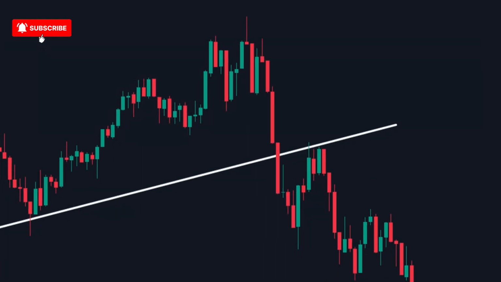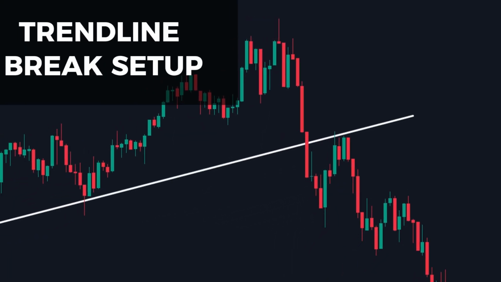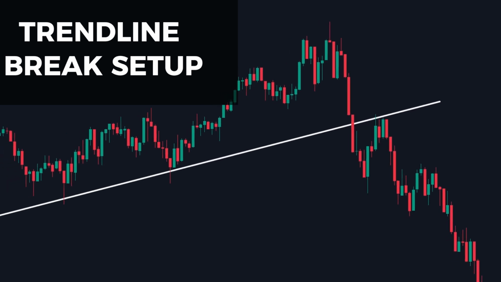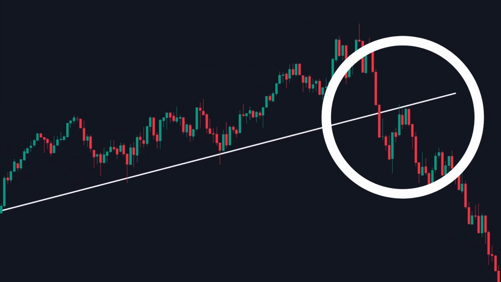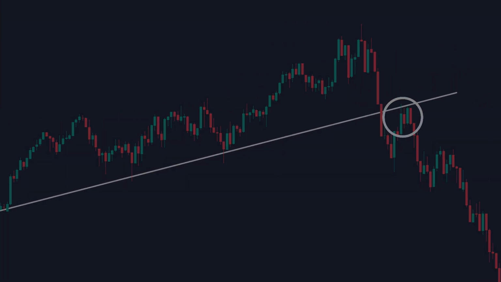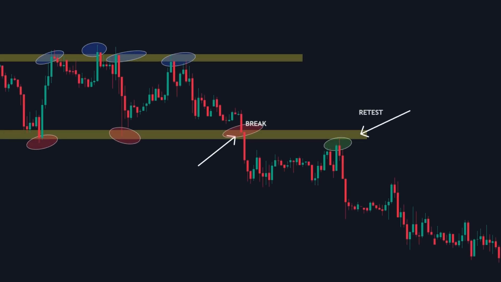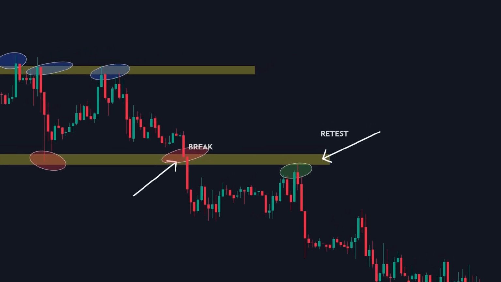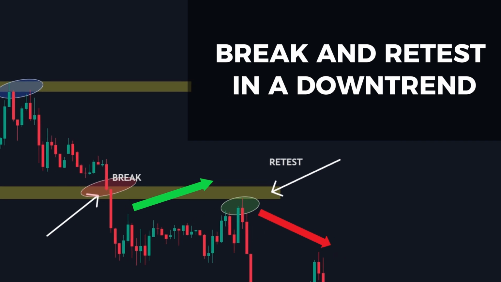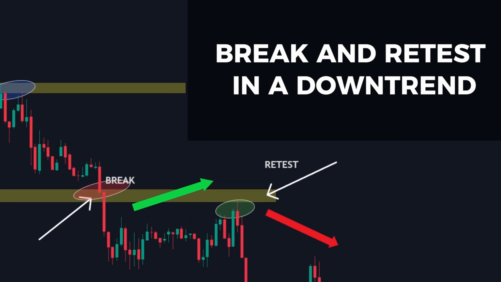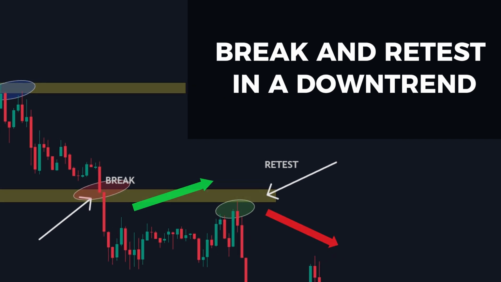Next, we'll show you a trendline break setup, how to spot weakening support, time the retest, and position yourself for the move once the trendline gives way. And finally, we'll look at a break and retest in a downtrend, where price cracks below key support, comes back up to retest it as resistance, and then continues lower.